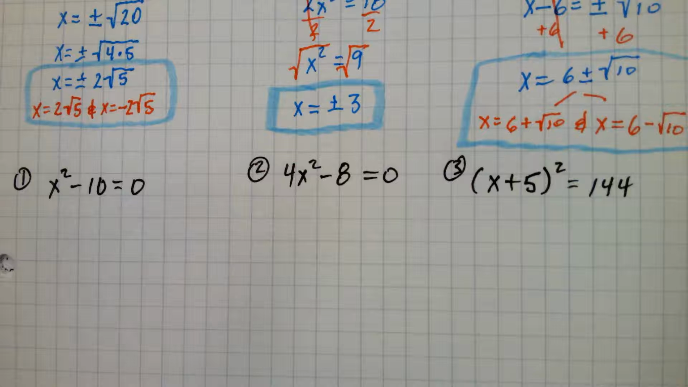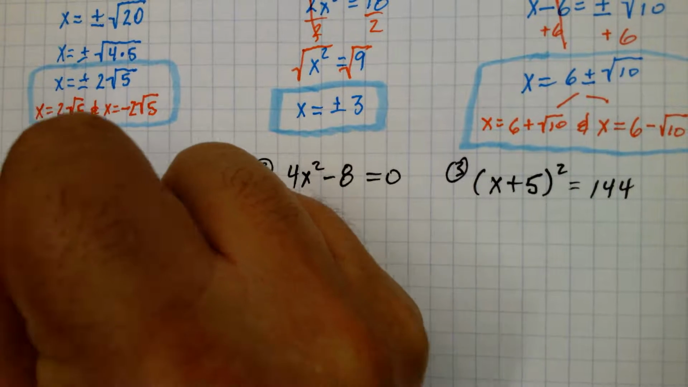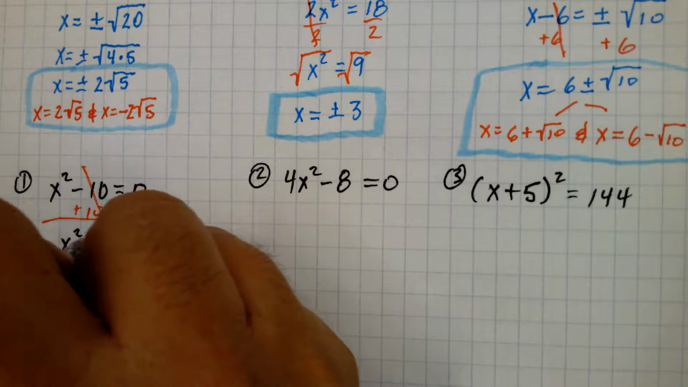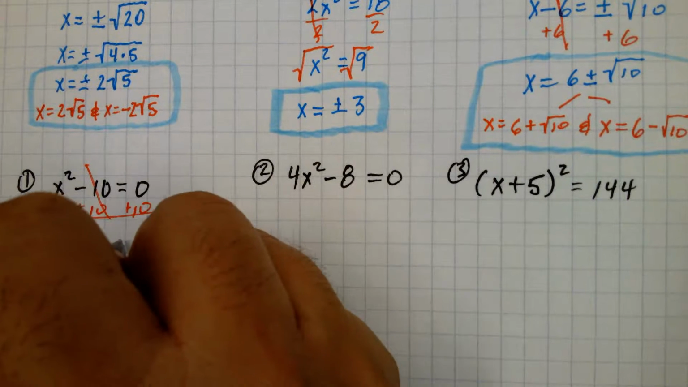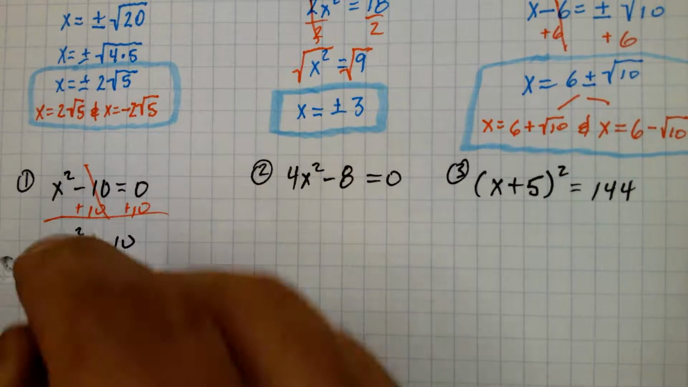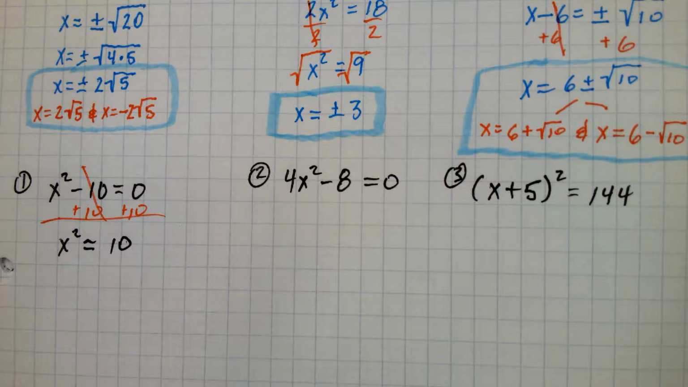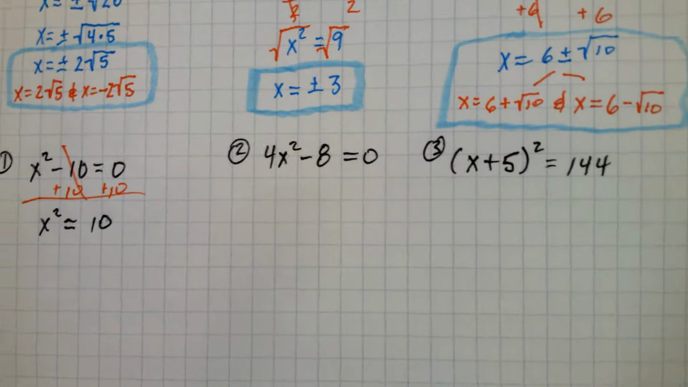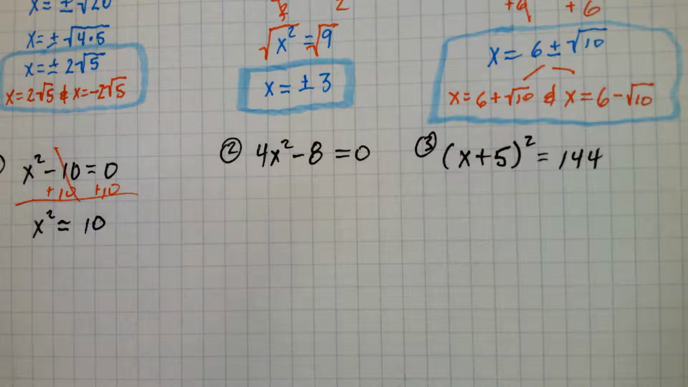So let's solve them. Isolate the squared number. Isolate the squared value. So we want to get the squared value all by its lonesome. So I got x squared equals positive 10. Okay, finish it up. Tell me the answers. In the meantime, if you finish that quickly, we'll work on the next one.